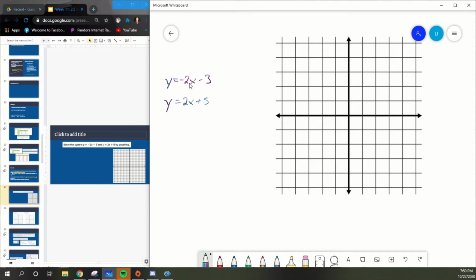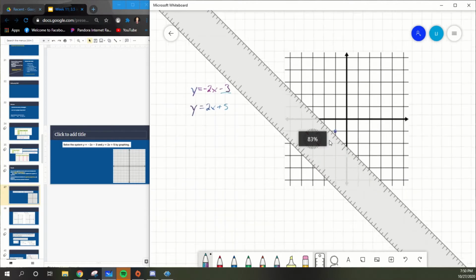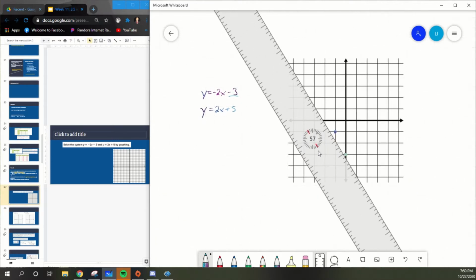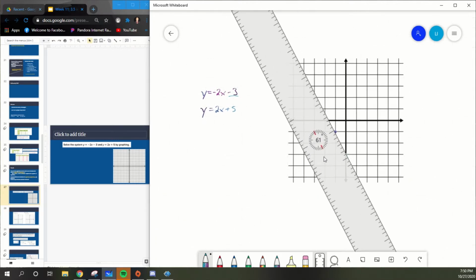So if I graph -2x minus 3, I know I'm going to start at (0, -3), because that's my y-intercept. So there's one point. And I can find my next point by going down 2 and to the right 1, or going up 2 and to the left 1. That is just graphing that we have already covered. So then I can go ahead and graph this with my ruler.